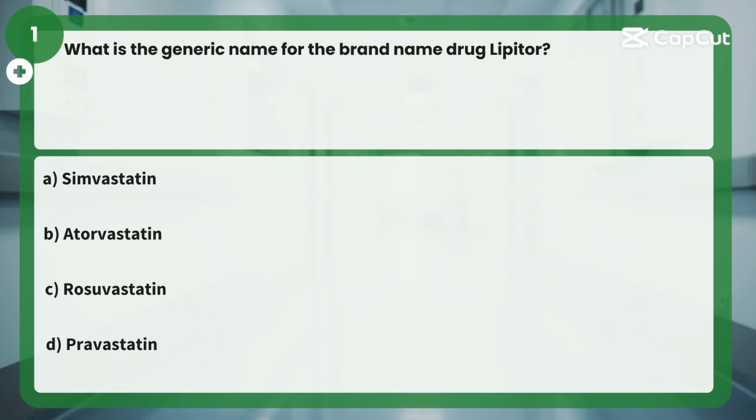Question 1. What is the generic name for the brand name drug Lipitor? A. Simvastatin. B. Atorvastatin. C. Rosuvastatin. D. Pravastatin.